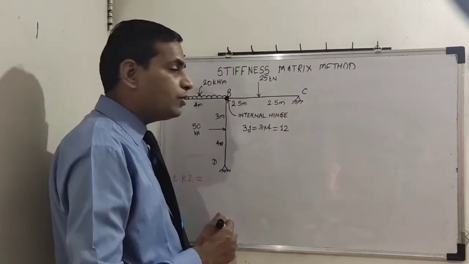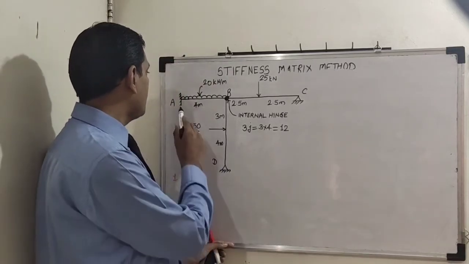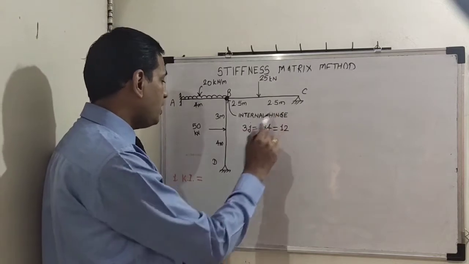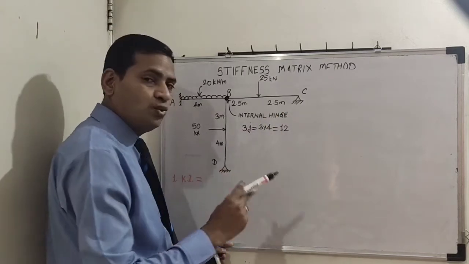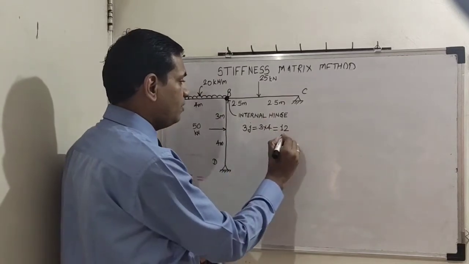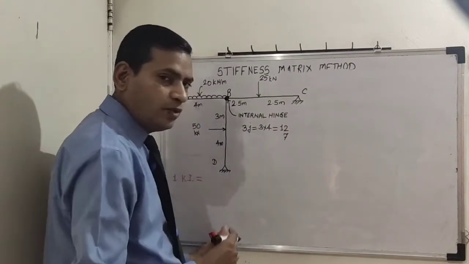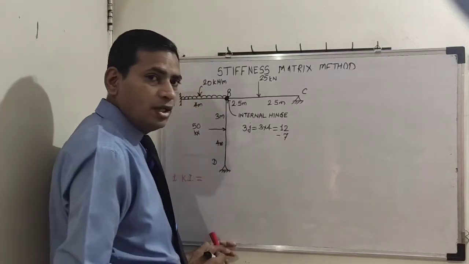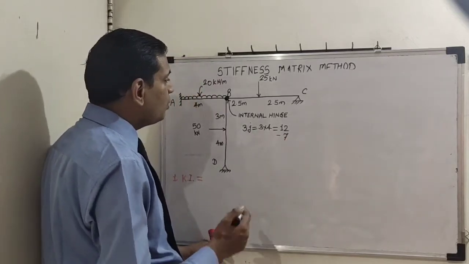Then see how many support reactions there are. A support is fixed, so 3 support reactions. C and D both are hinged, so 2 each. So 2 plus 2, 4, plus 3, 7. So 12 minus 7 will be 5. From this, we will subtract some more things.